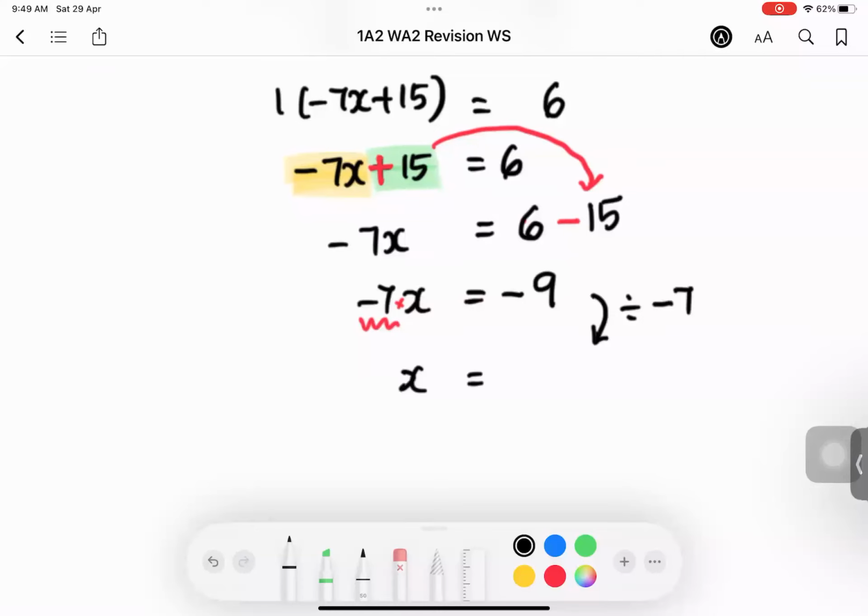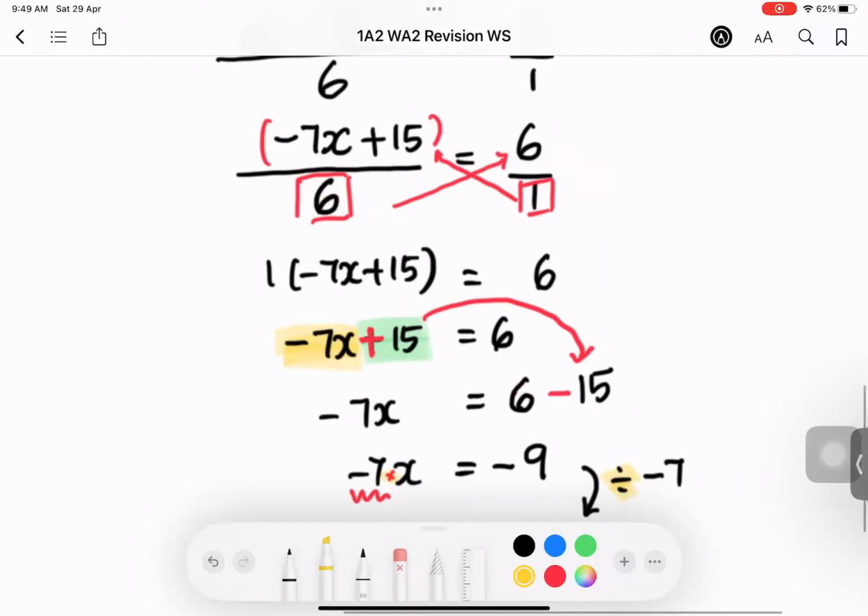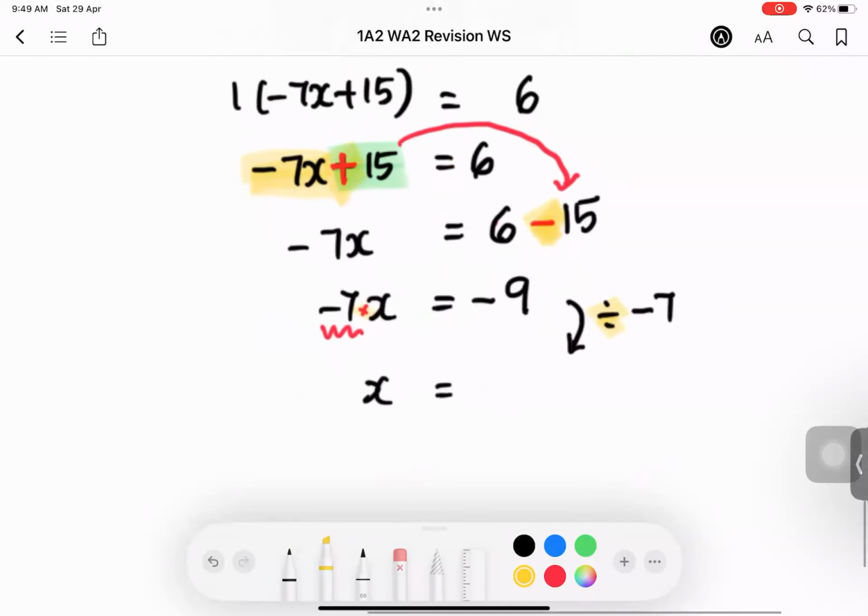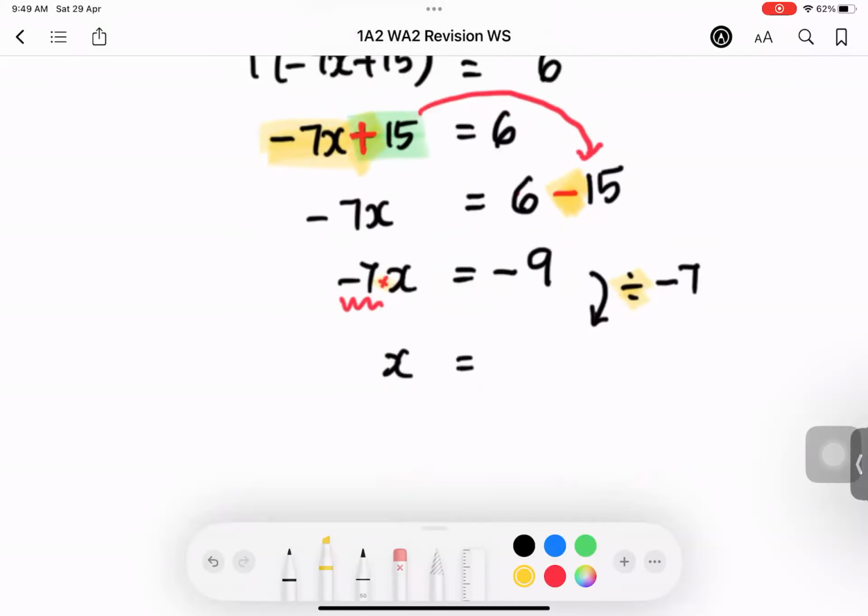Divide by negative 7. So Derek, not every time need to change sign, okay? We change the operation. In this case the operation over here is actually multiplication, so we do the opposite operation. When we shift over here, if this is addition, then we do subtraction. So it's not necessary we always change the sign to positive number.